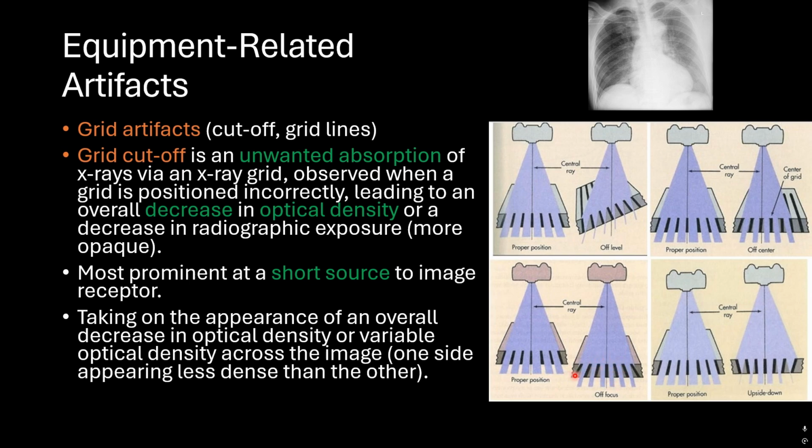For example, this grid should be used with 100 SID, but the technologist used 120 SID, which will affect the image quality. And then we have upside down positioning of the grid, and we can see that the image will be bright on the periphery, but it will be good at the center.